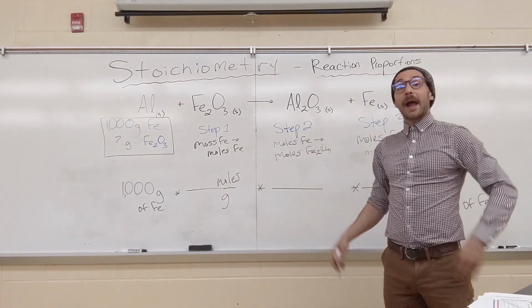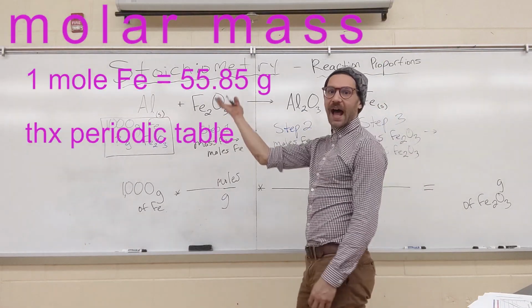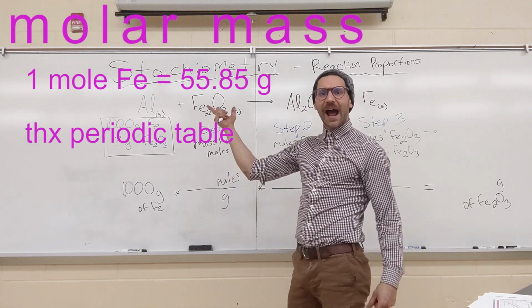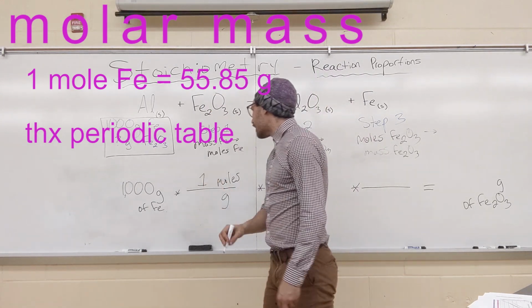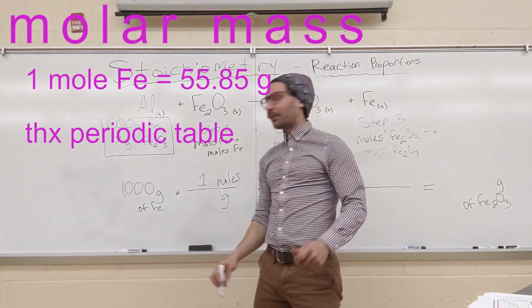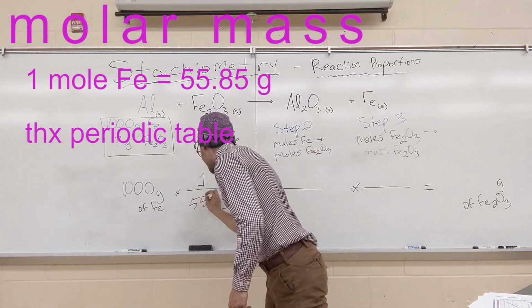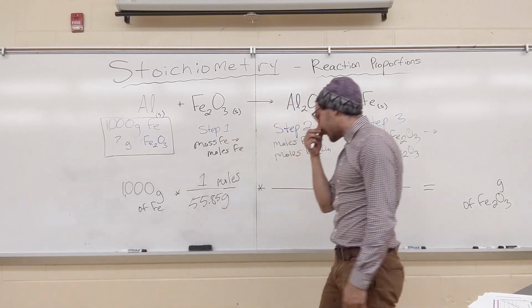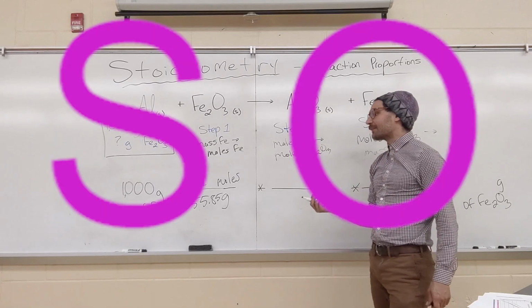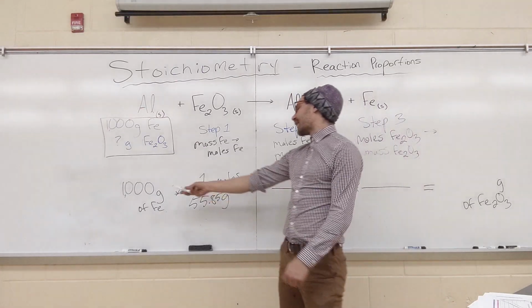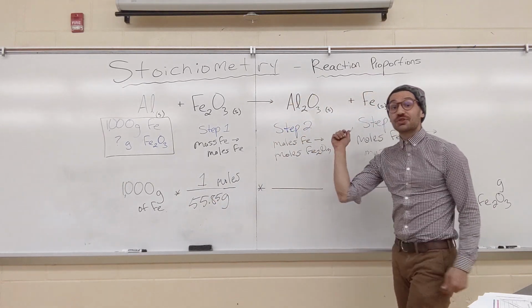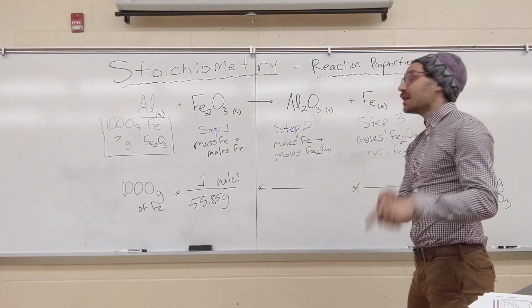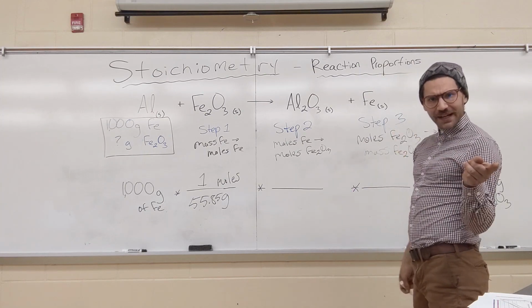So I can look up my molar mass for iron. And I can say, oh wow, 1 mole equals that many grams. So 1 mole goes with how many? 55.85 grams approximately. So my first step can be accomplished by taking 1,000, multiplying by 1, and dividing by 55.85. But you know what? I'm going to string all this together because it's classier. And so we can jump right into step 2.